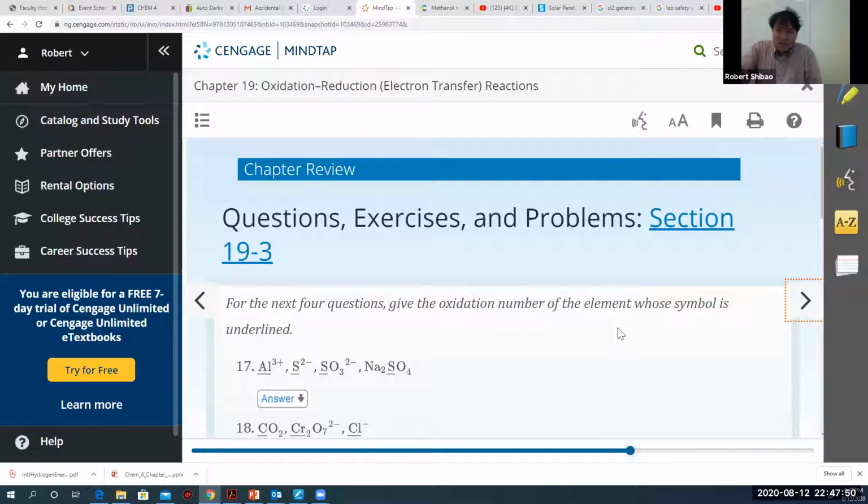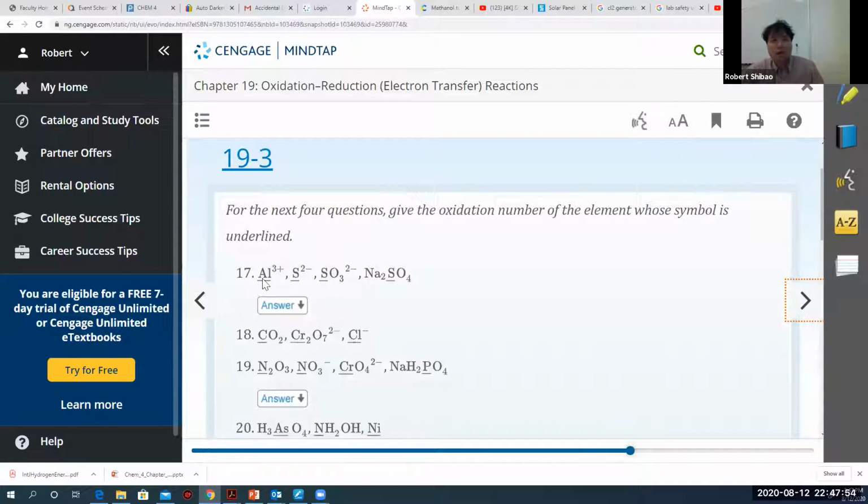The next 4 questions give the oxidation number of the elements whose symbol is underlined. +3, -2, +6, +6. Or actually, no, this one's +6. This is sulfite. So that's -2 times 3 is -6. This is going to be +4. -6 plus 4 gives us -2. This is going to be sulfate, which is +6.